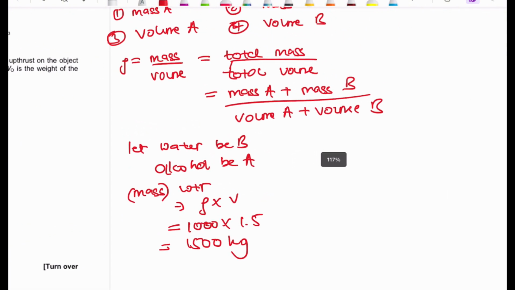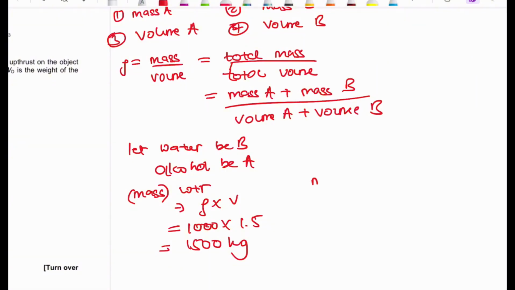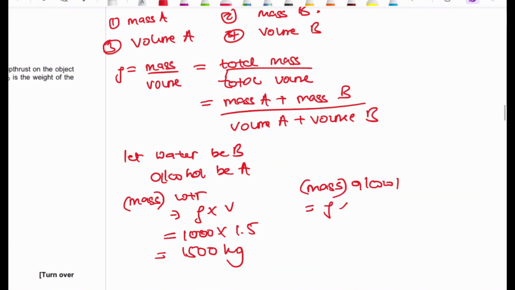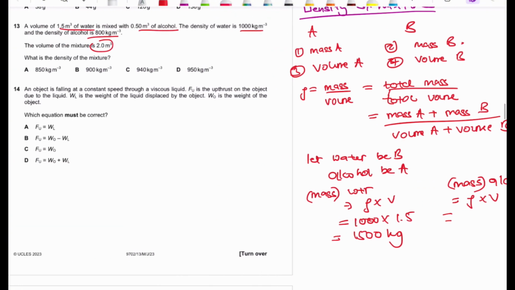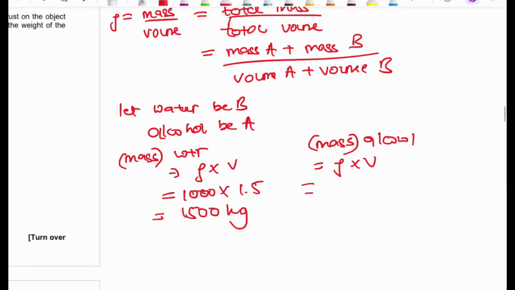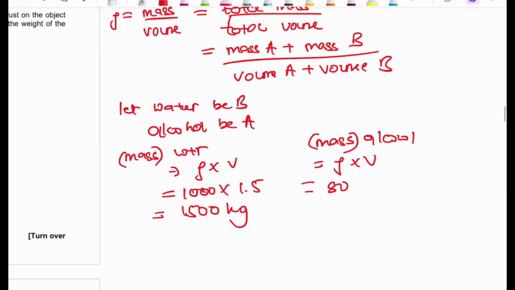The next one is the mass of alcohol. The mass of the alcohol is the density of the alcohol times the volume of the alcohol. The density of the alcohol is 800 and the volume is 0.50. So 800 multiplied by 0.50 is going to give you 400 kg.